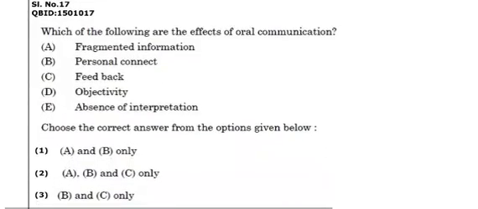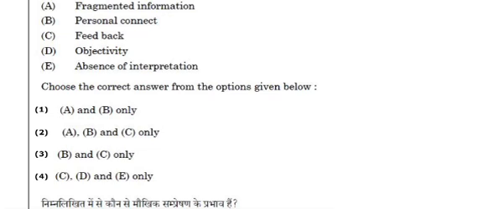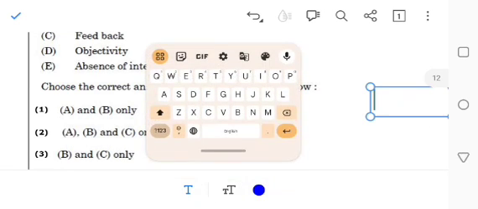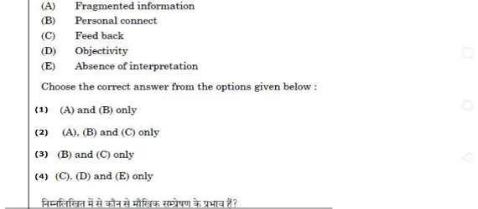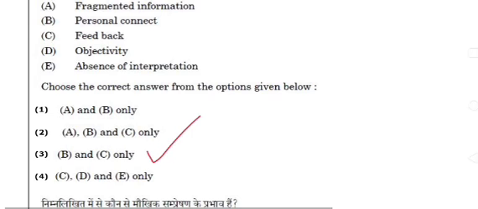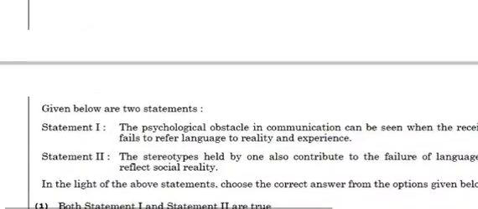17. Which of the following are the effects of oral communication? Fragmented information, personal connect, feedback, objectivity, absence of interpretation. So these kind of options, correct option will be B and C. Wait, I might have clicked wrong option. Okay, so B and C will be correct. B was personal connect and C was objectivity. Done.